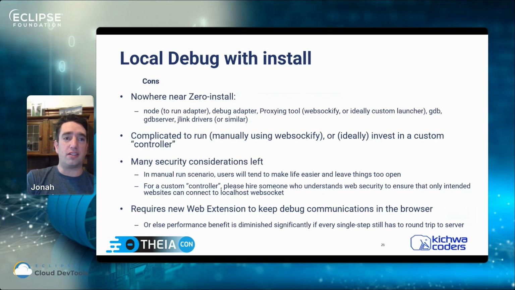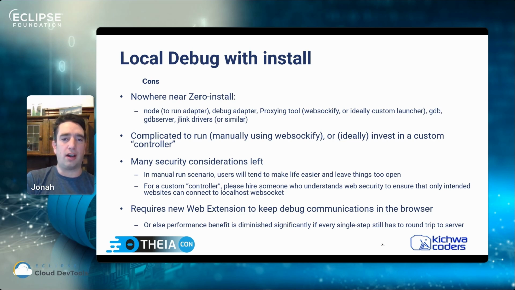Now, there are some cons. We aren't anywhere near zero install. So for the first simple example that I just showed here, these are the programs we have to install. We have to install Node to run the adapter. We need the debug adapter itself. We need some kind of proxying tool, either WebSockify or we're going to write something custom. GDB server, and J-Link drivers or whatever you're using to connect to the actual board.